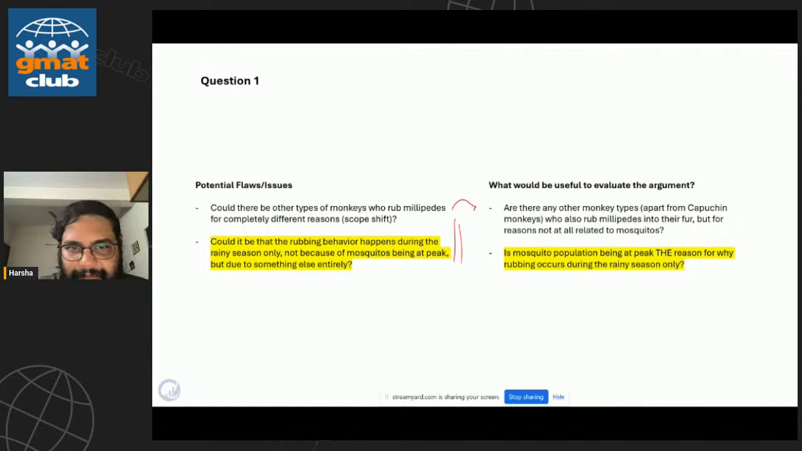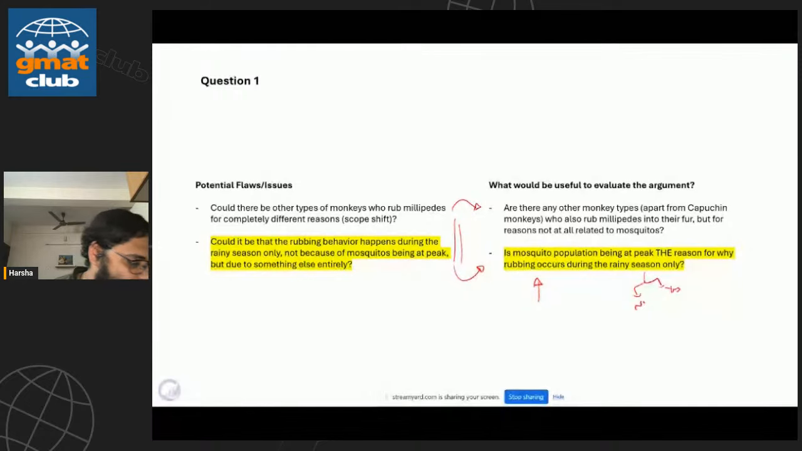So I think you can see everything that we've identified as a flaw translates to a question you want to ask, which could be useful to evaluate the argument. For instance, I would ask the question, is mosquito population being at peak, is that really the reason for why rubbing occurs? Because if the answer to this question is yes, that makes me understand the argument in a different way. If the answer to that is no, I judge the argument in a different way, right? So I hope this is clear.